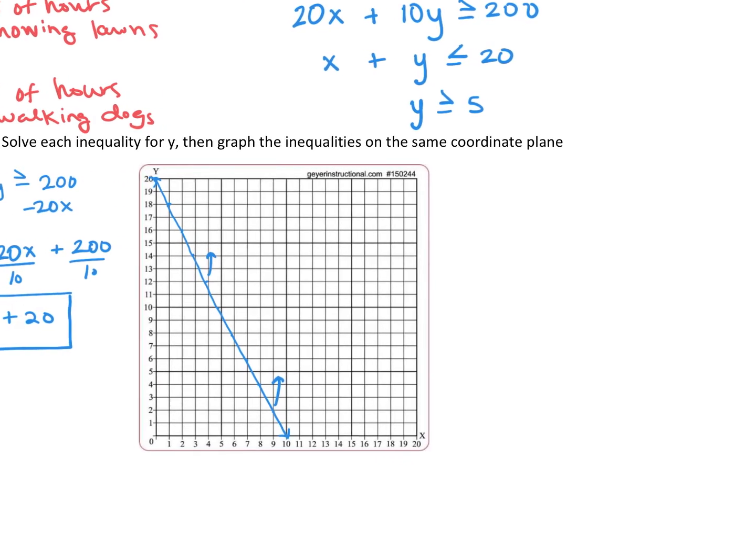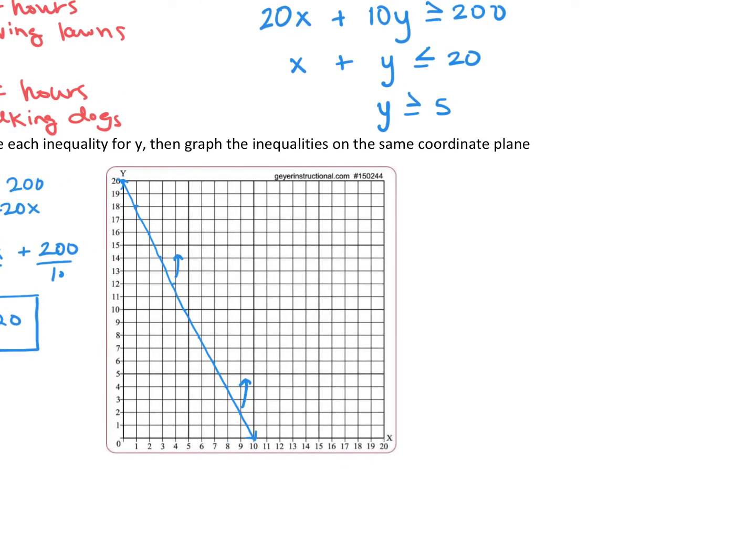Our next equation that we're going to graph, I'll go ahead and do the work over here. This one's a little bit easier. x plus y is less than or equal to 20. Solving for y, all we have to do is subtract x from both sides. So y is less than or equal to negative x plus 20. So we're going to graph this.